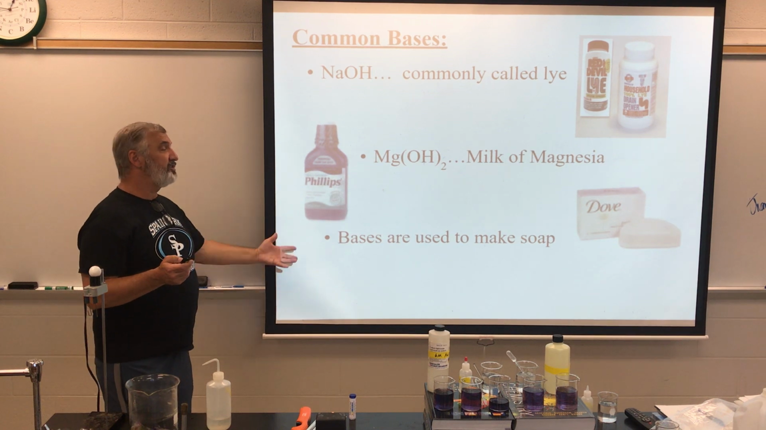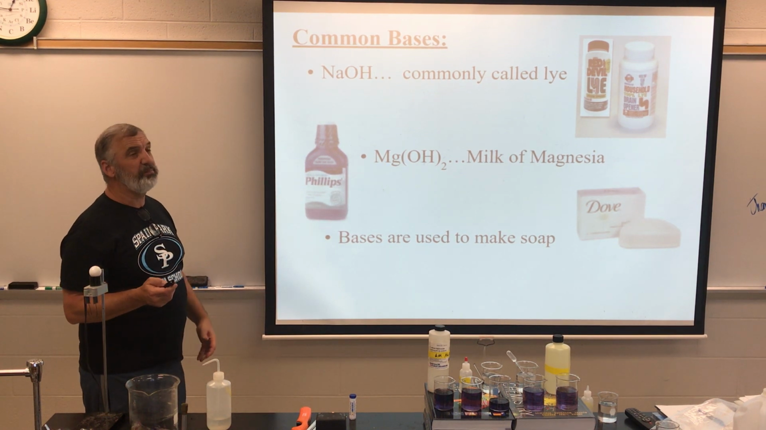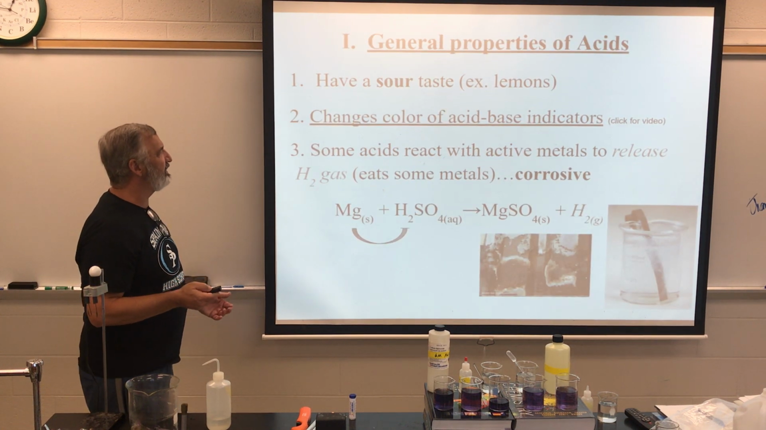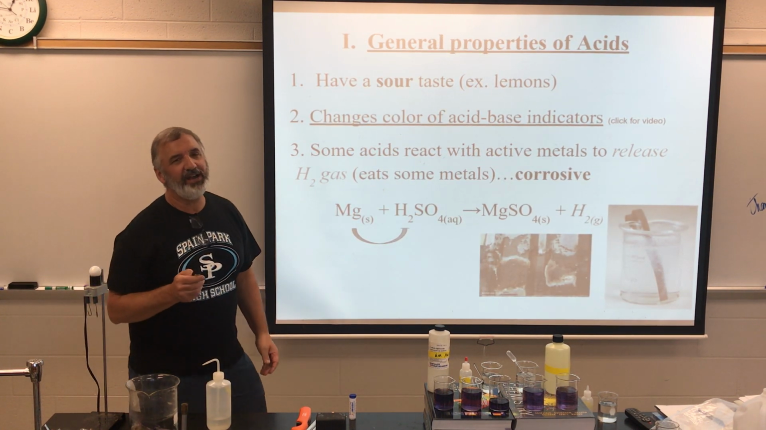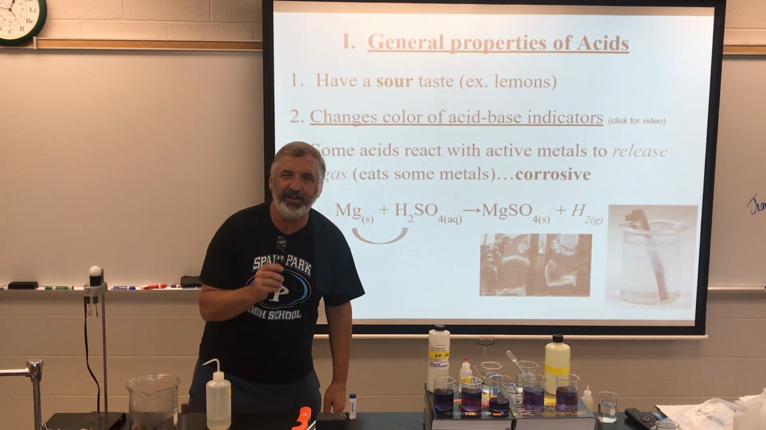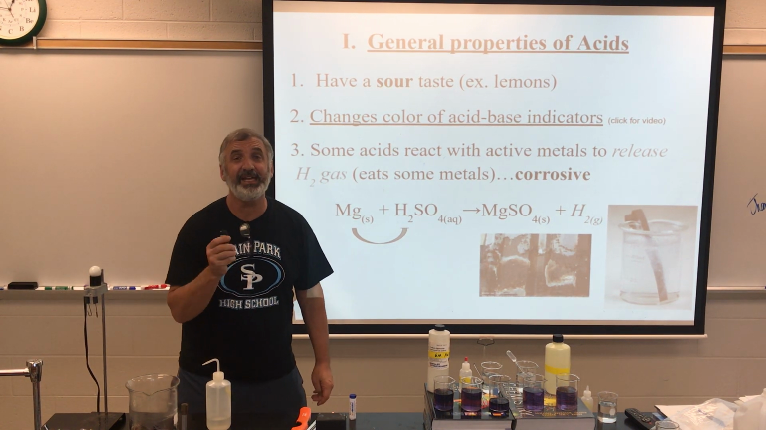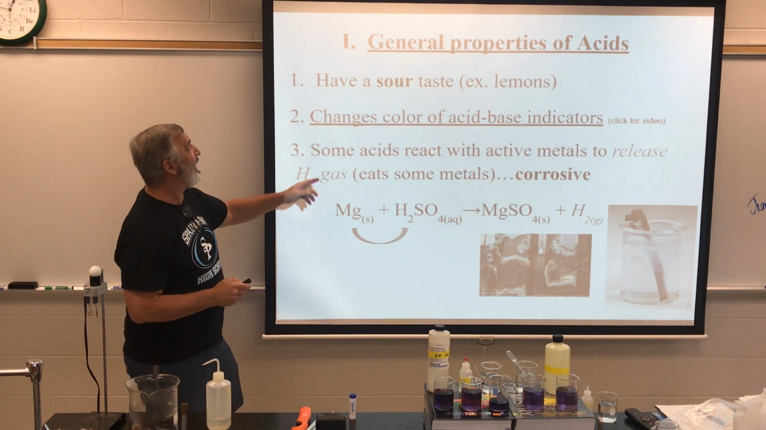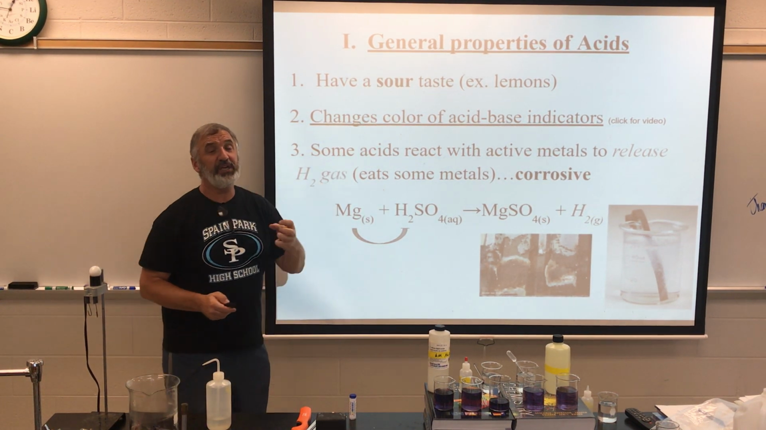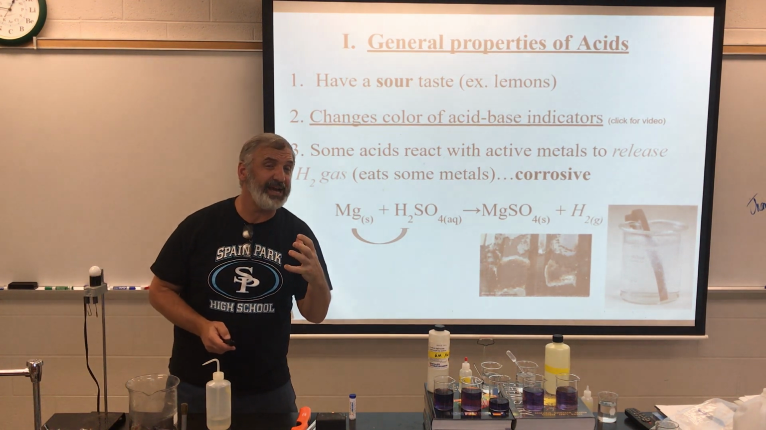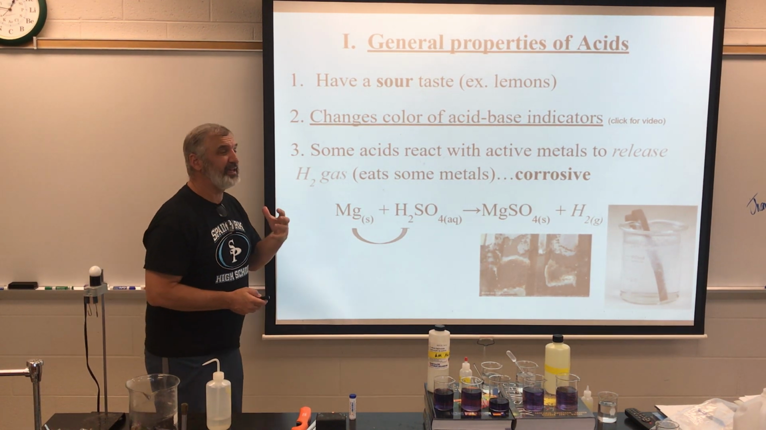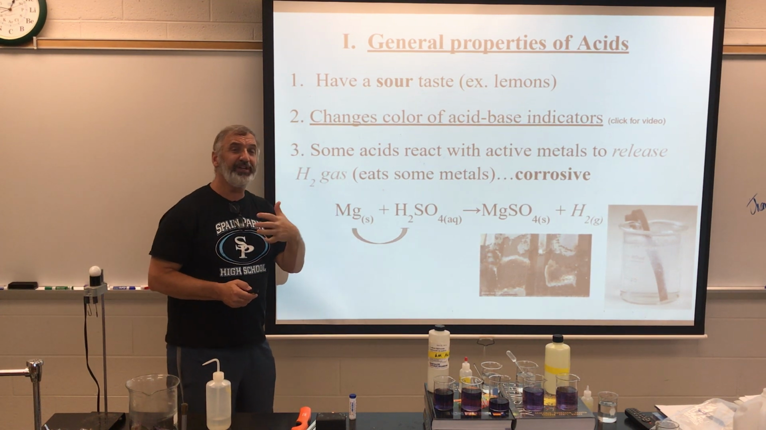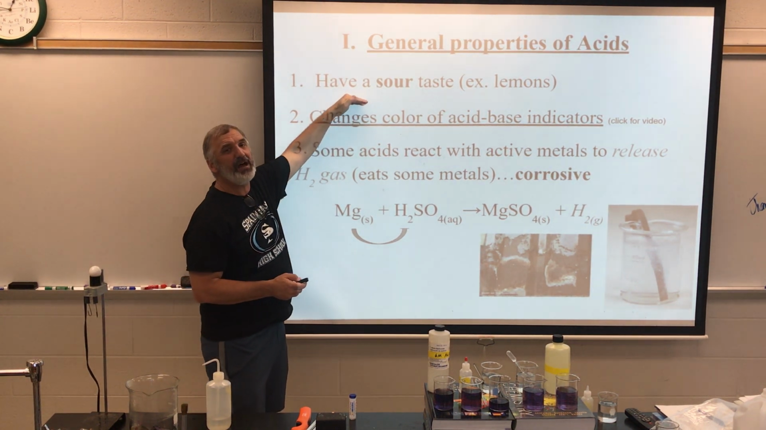Okay, and a lot of bases are used to make soap. Soaps tend to be basic, and we'll talk about and see the characteristics and the properties. Now, never ever use the taste test to determine whether or not something is an acid or a base. But acids do have a sour taste. So when you have a Granny Smith green apple, that's malic acid in there that causes that taste. When milk goes bad, the lactose sugar is converted into lactic acid, and so it's sour milk.